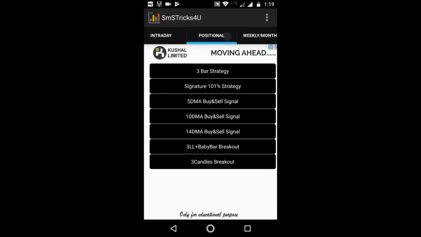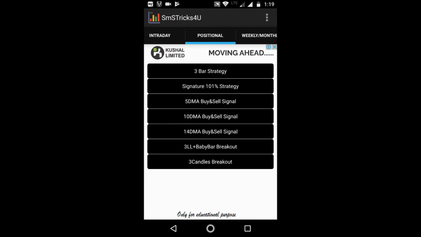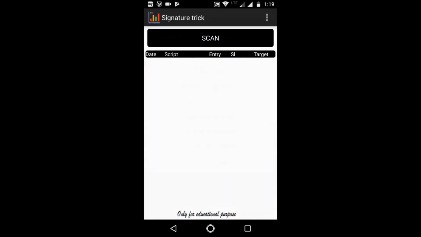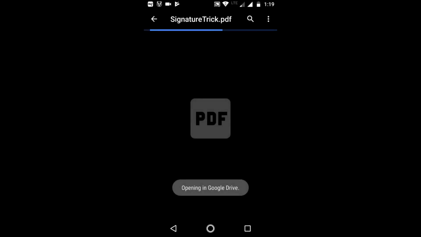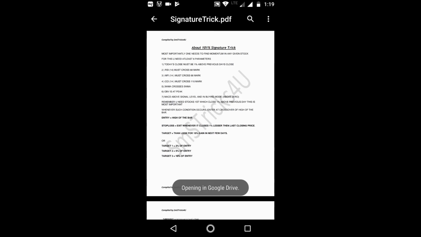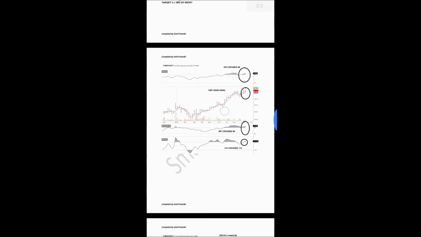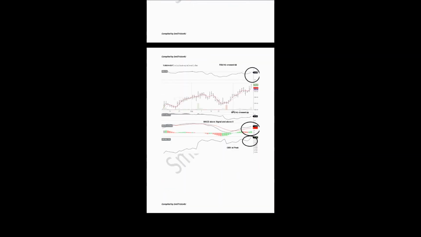Now coming to the positional, again positional is also very well documented. If you select a strategy known as signature strategy over here, you can again go to the menu option and try to read about the strategy. Just go through the documentation and try to understand how exactly this strategy has been defined.